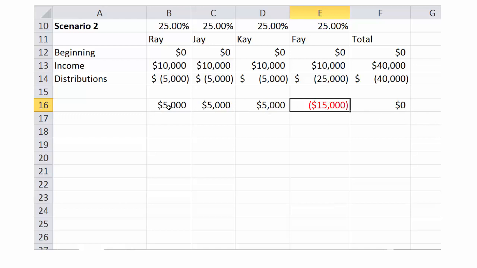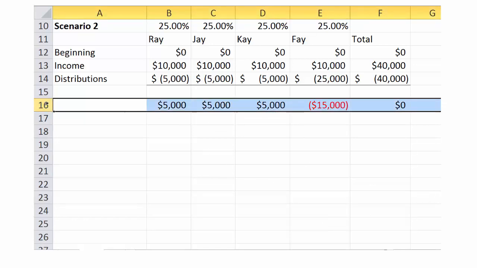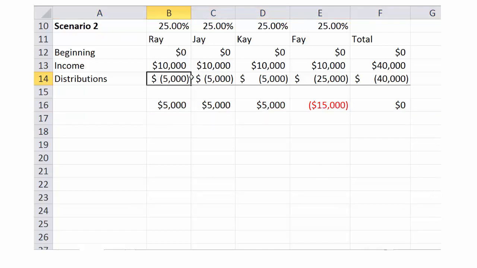So what that tells us is if Faye does not have any kind of obligation to put this $15,000 in, then this capital account analysis doesn't make any sense, because these 3 cannot get their $5,000. And that's where the IRS may have a problem, because we'd say this situation lacks economic effect. It lacks economic effect because ultimately, based on the distributions that were made, this allocation scheme was not valid.